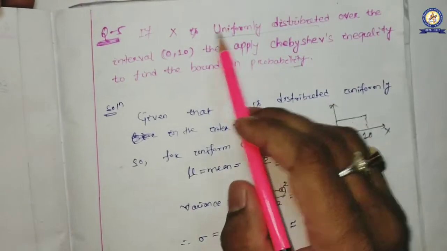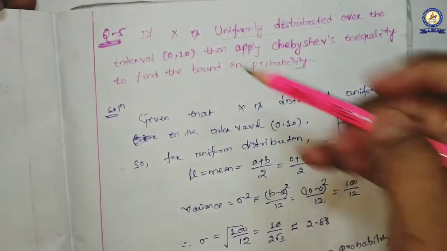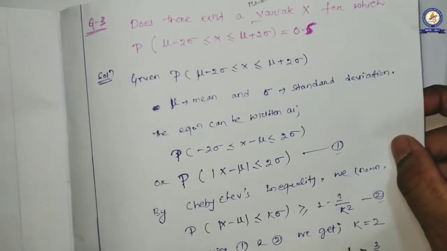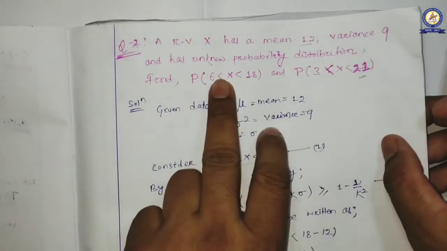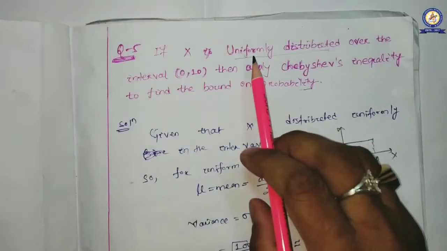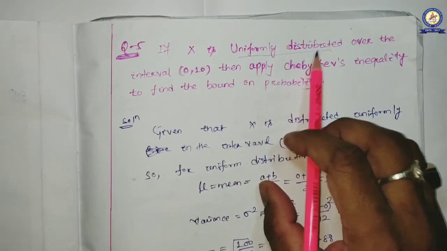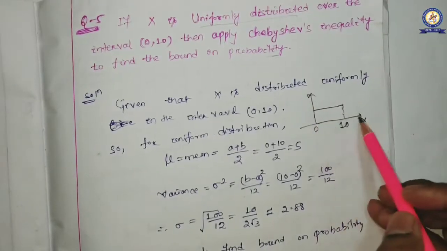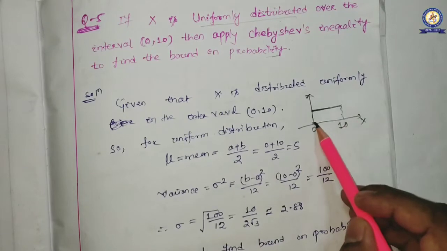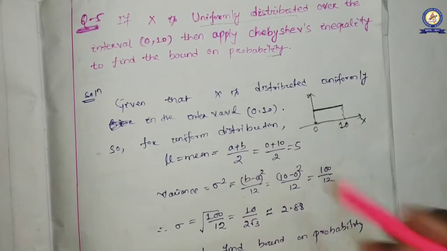See, here it is given that x is uniformly distributed. Previously, in the questions we have done, the probability distributions were unknown. Here it is given that it is uniformly distributed. So uniformly distributed means like this: 0 to 10, this is the distribution. Okay, uniformly distributed.